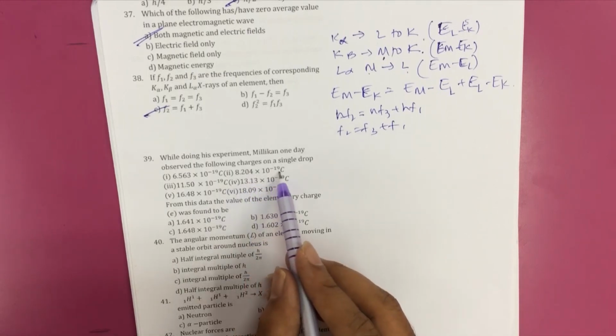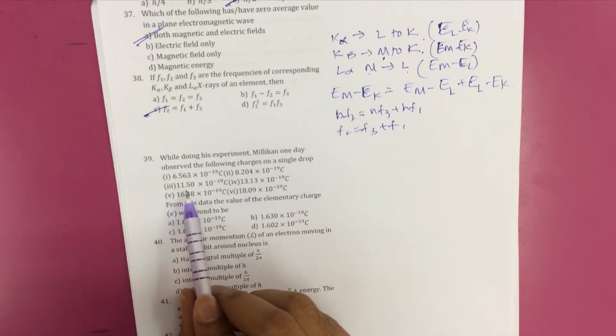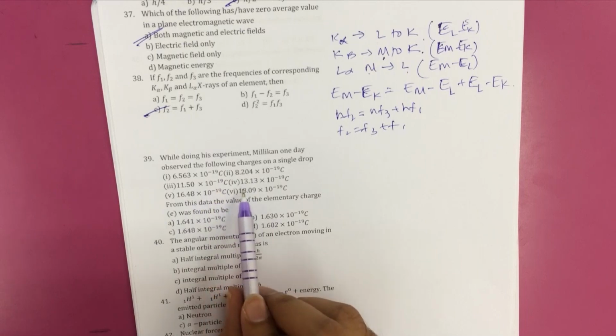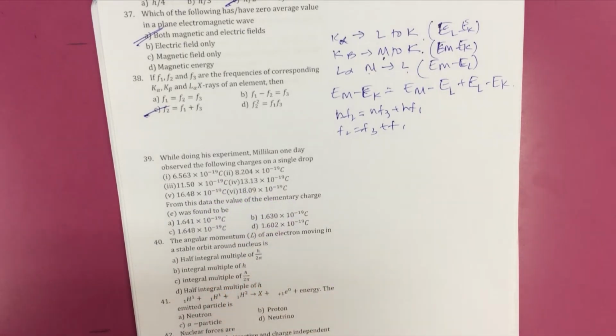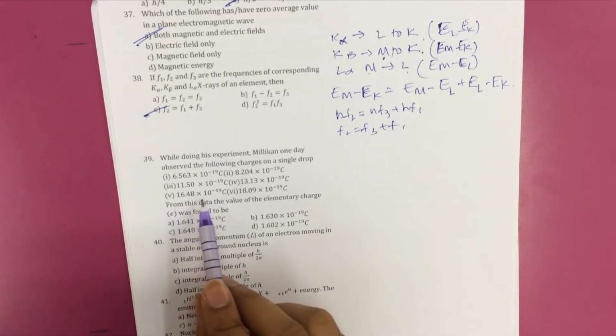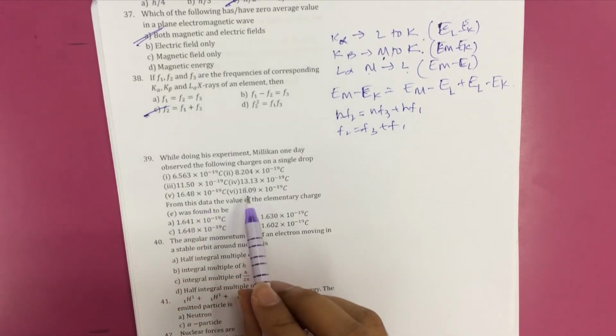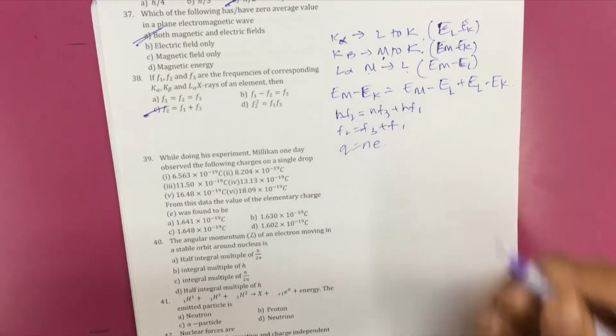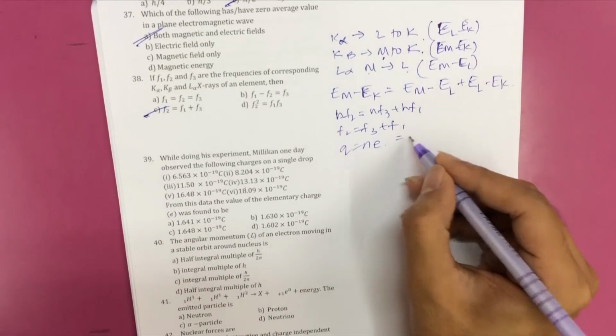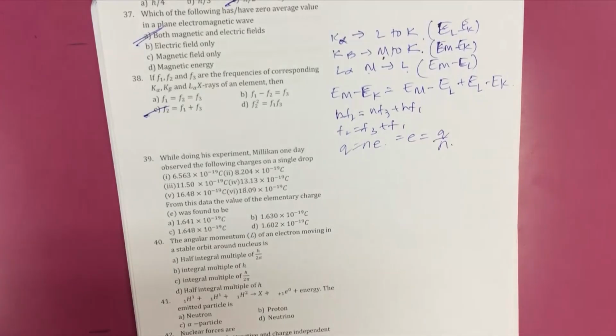Question 39. While doing his experiment, Millikan one day observed the following charges on a single drop: 6.563 multiplied by 10 raised to minus 19 coulomb, 8.204 multiplied by 10 raised to minus 19 coulomb, 11.5 multiplied by 10 raised to minus 19 coulomb, 13.13 multiplied by 10 raised to minus 19 coulomb, 16.48 multiplied by 10 raised to minus 19 coulomb, and 18.09 multiplied by 10 raised to minus 19 coulomb. From this data, the value of the elementary charge e was found to be.